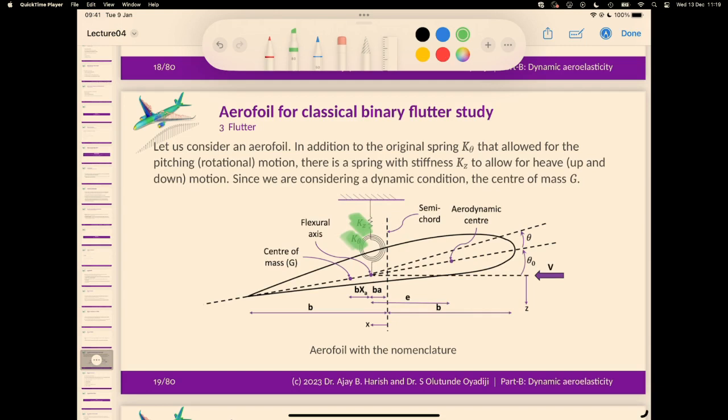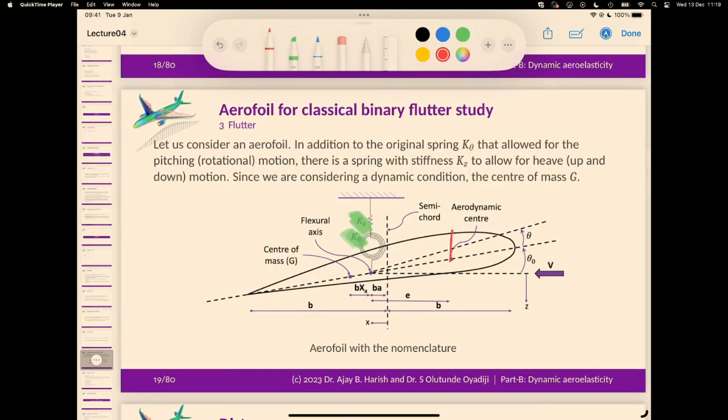So just to remind you of what we have done so far, we have the aerodynamic center. The aerodynamic center is where you have the lift and some moments acting. So you have the lift force acting here, and there could also be a moment here, right, MAC. Then you have the flexural axis, which is your structural axis or elastic axis, about which all the phenomena are happening. Then we have introduced a new thing called the center of mass.